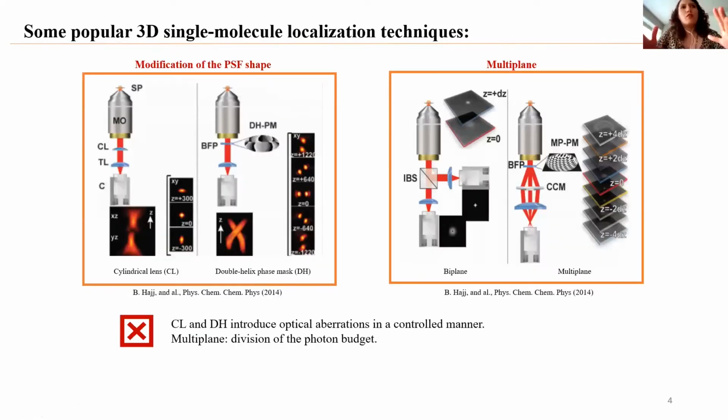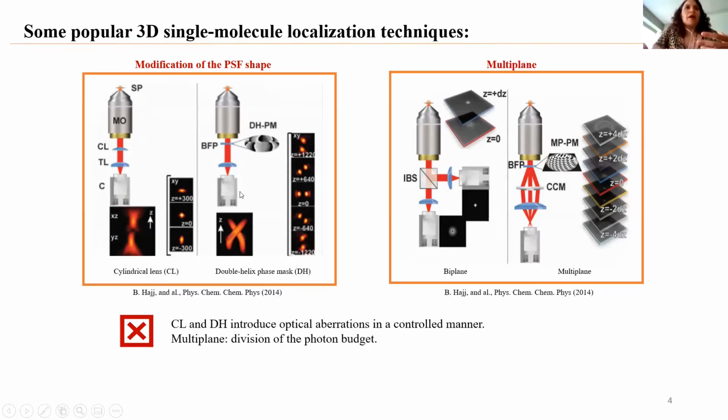So which are some popular 3D single molecule localization techniques out there? On one hand, we have modification of the PSF shape techniques, such as cylindrical lens and double helix. And on the other hand, we have multiplane imaging. So for the first group, modification of the PSF shape, what we do is to introduce optical aberrations in a controlled manner.